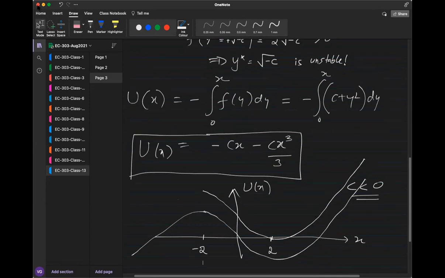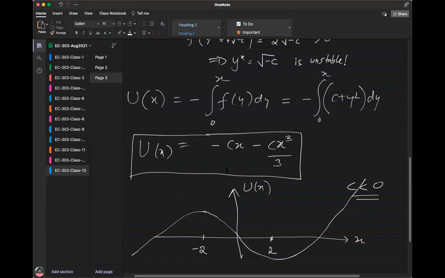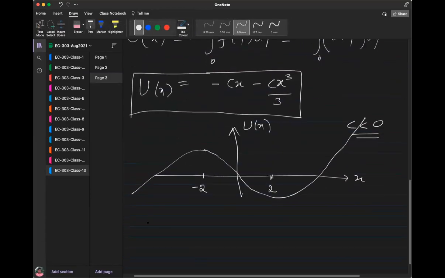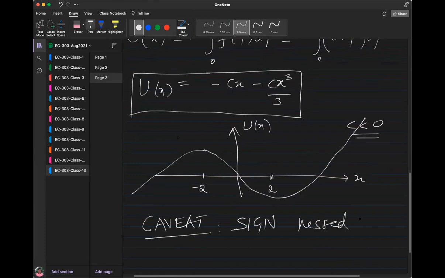Anyway, I encourage you to just find out, do the calculations, and check for yourself. It's clearly I have made some mistake somewhere. Okay, maybe some minus sign I have messed up. So caveat, let me just write the caveat: some sign has been messed up. Okay, please check.